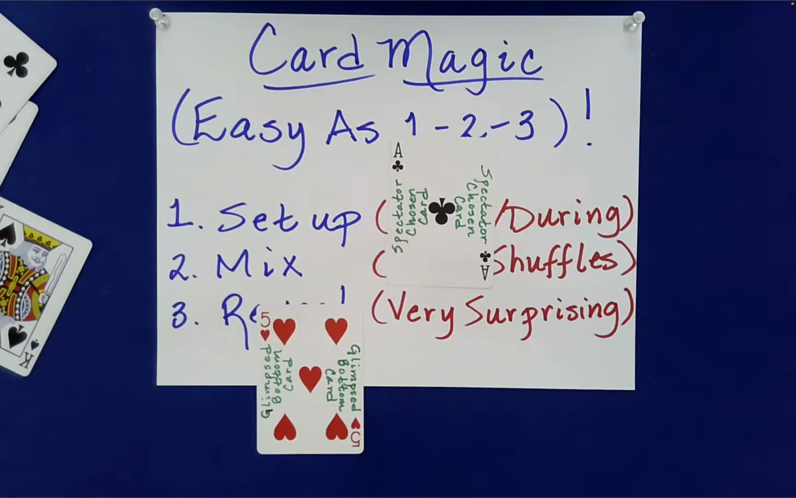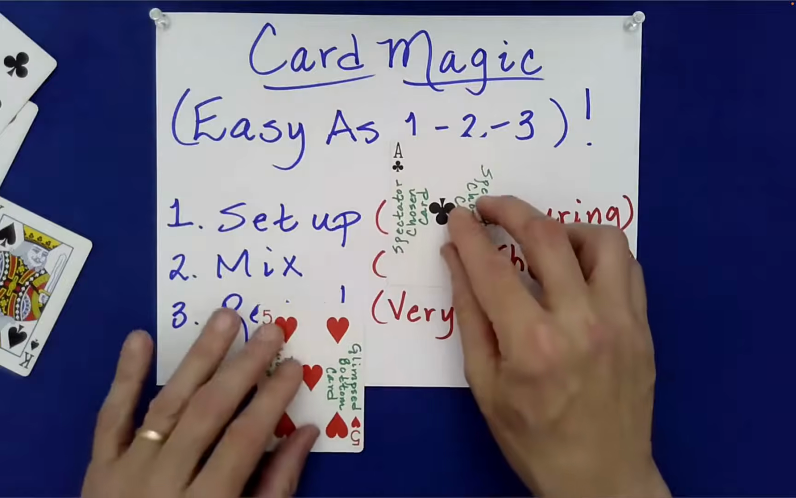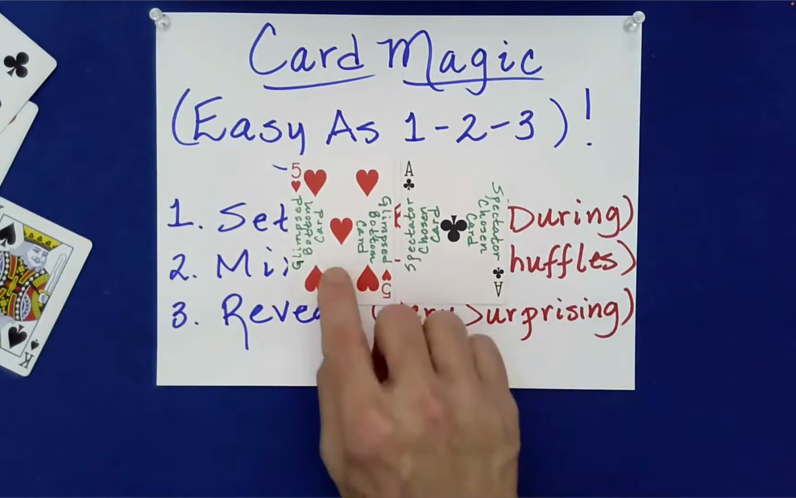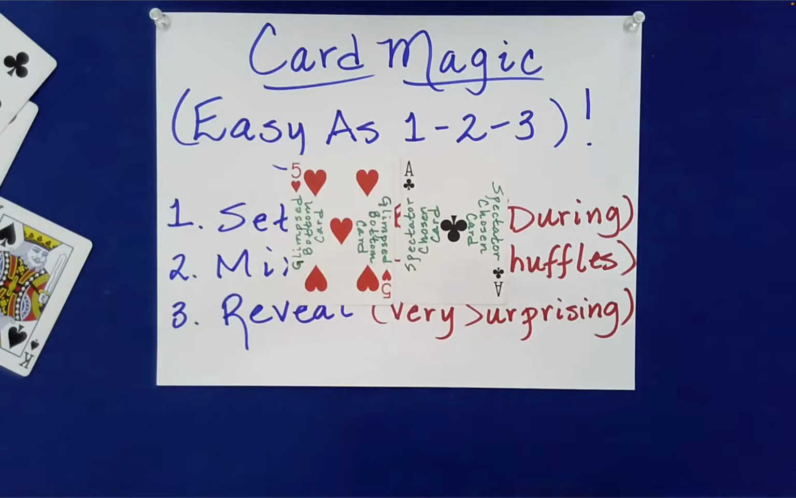Well, you know it's their card because of the underlying mathematics. The underlying mathematics of this performance leads inevitably to the pairing of the bottom glimpse card with the spectator's card at the end. Okay, so that will always happen.